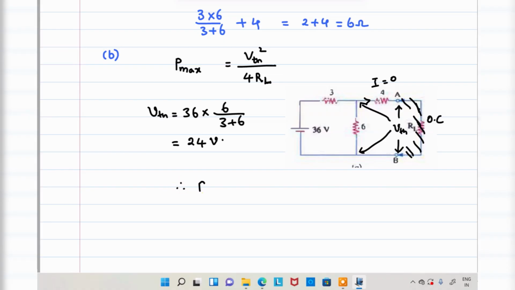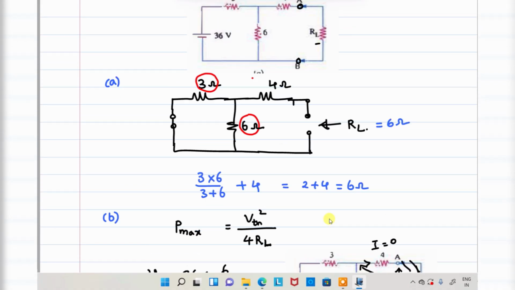Finally, I want P maximum, which is equal to VTH square, 24 square, divided by 4 into 6. Here 6 is RL. So this will be 1 time. 6 fours are 24. So finally 24 watts. Okay, this is the solution for this problem.